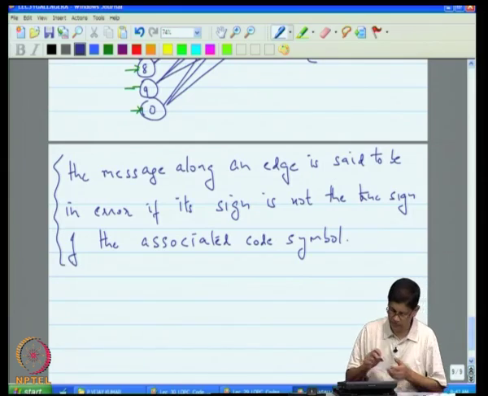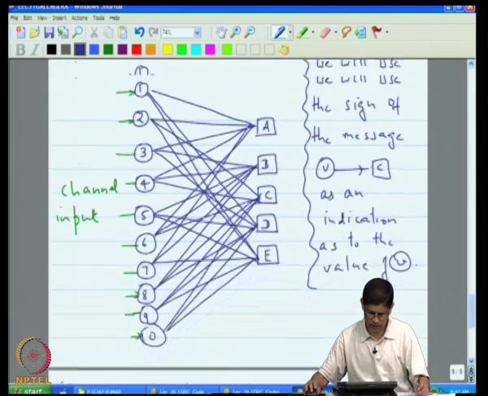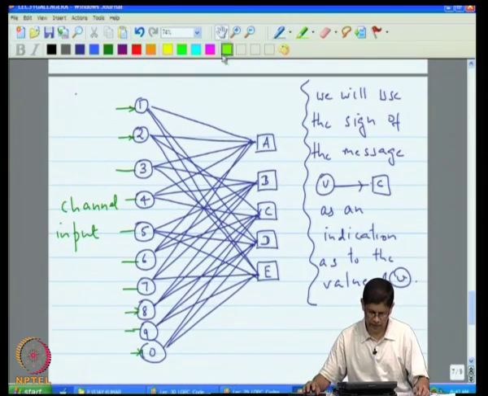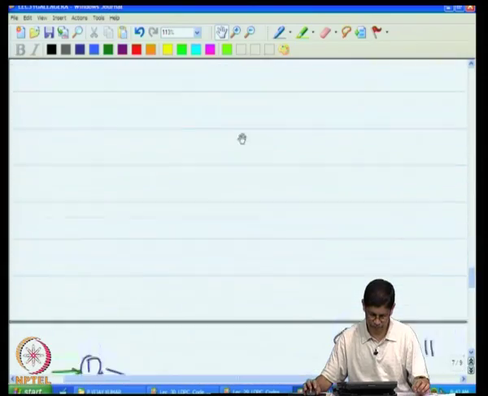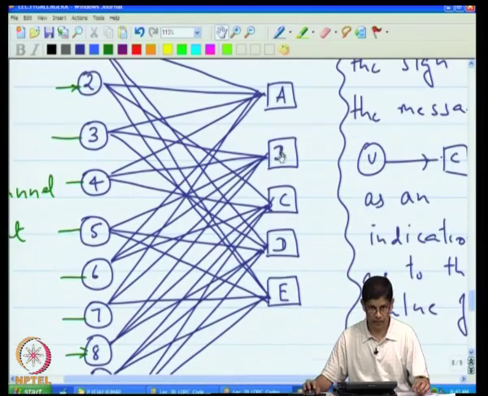Now, the messages are being passed in both directions. So, it is meaningful to talk about a message in either direction being an error, because for example, going from here to here, we look at the sign of this message and then compare it with the true value of this. If you are looking for a message going from here to here, we compare the sign of this message with the true value of this particular code symbol. So, in both cases it is quite meaningful to talk about the value of a message being an error.